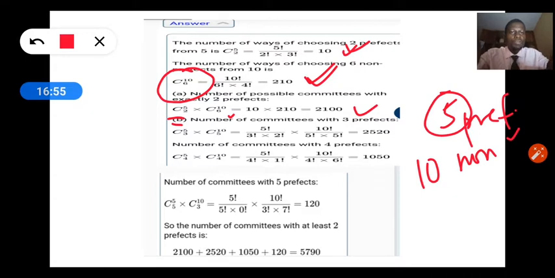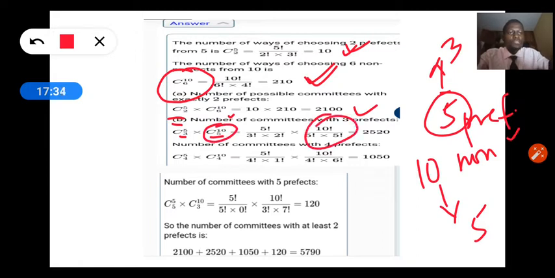Then the B part of the question, the number of committees with 3 prefects. Now that we have 3 prefects, we can choose 5 from non-prefects. Remember, we have to choose 8. So we have 5 combination 3 times 10 combination 5. The 3 plus 5 still gives us 8. Simplifying each, 5 factorial over 3 factorial times 2 factorial, and then the other combination, multiplying the two results gives me 2,250.